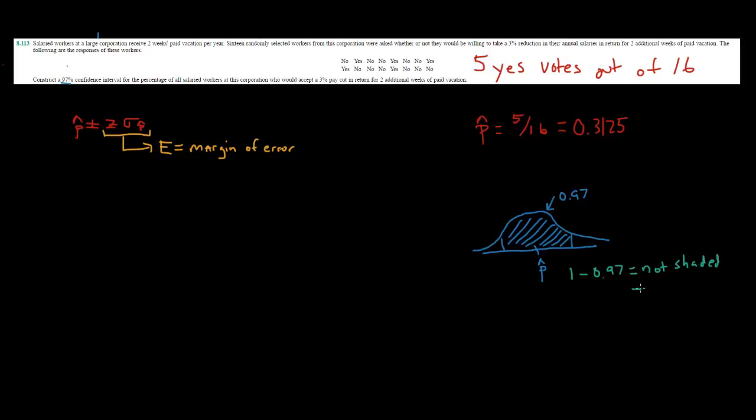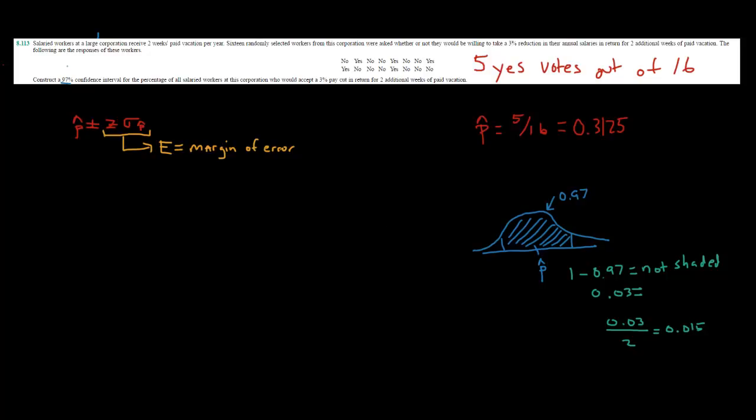Okay, what does that equal? Well, that's 0.03. Okay, that's in both tails. So right there and right there, left and right, is 0.03. Now, if you want to figure out what is in one of those tails, you just divide by 2 because the normal distribution is symmetric. So 0.03 divided by 2 equals 0.015.